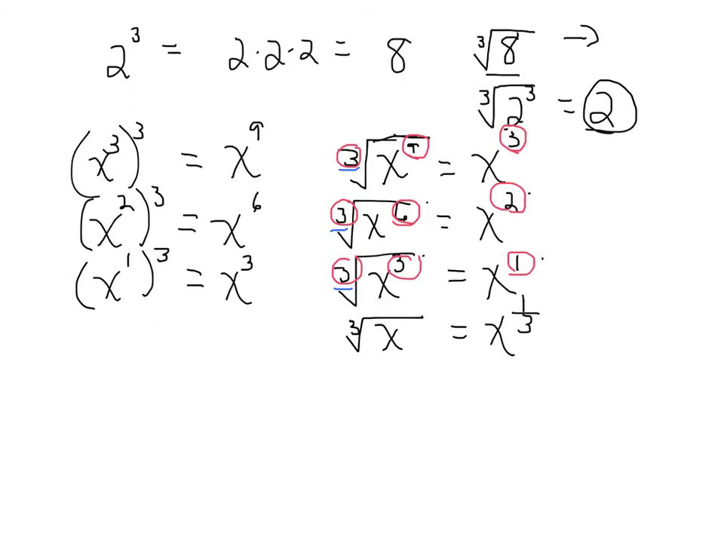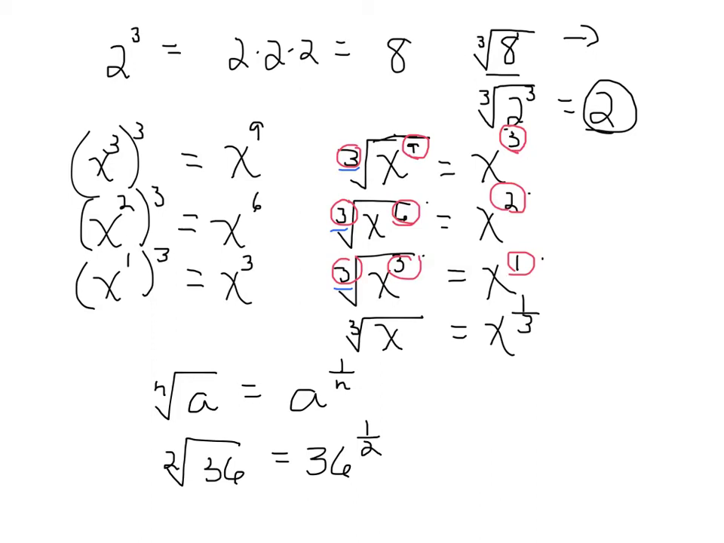So far what we've seen, both with square roots and cube roots, is that if I'm taking the nth root of a, I have a to the 1/n. In the squares, if I took the square root of 36, I have 36 to the 1/2 power. In cubes, if I take the third root of 27, that gives me 27 to the 1/3 power.